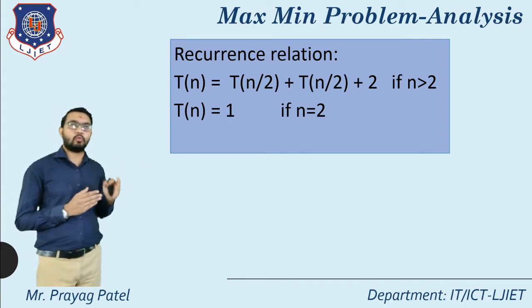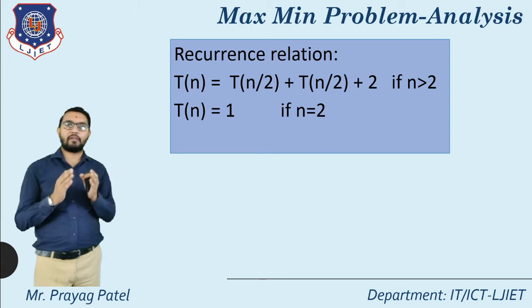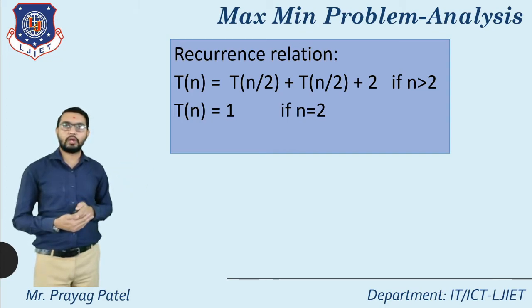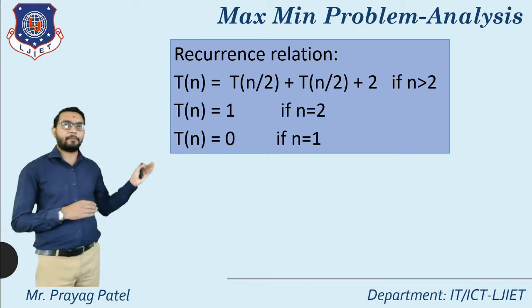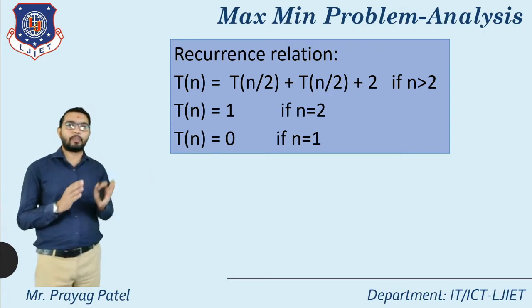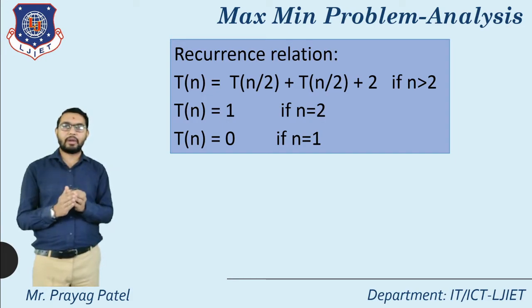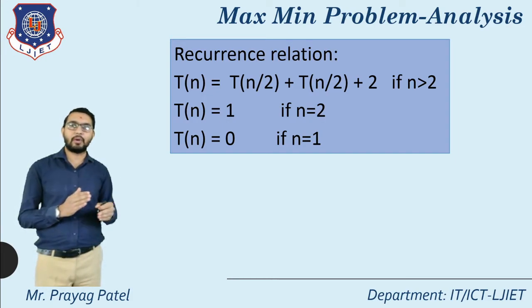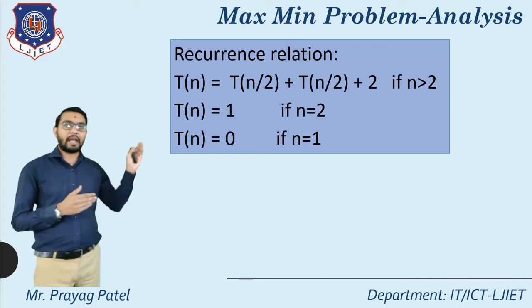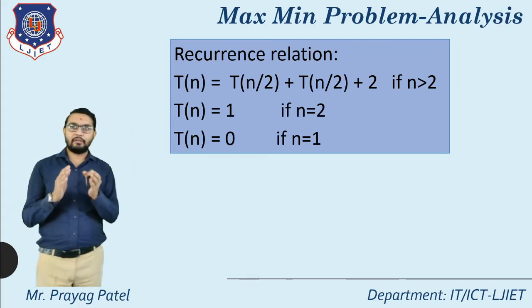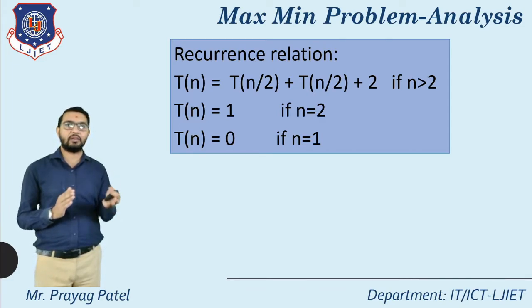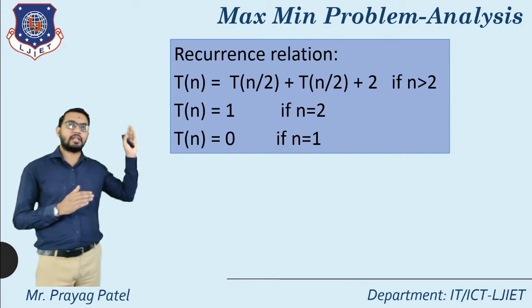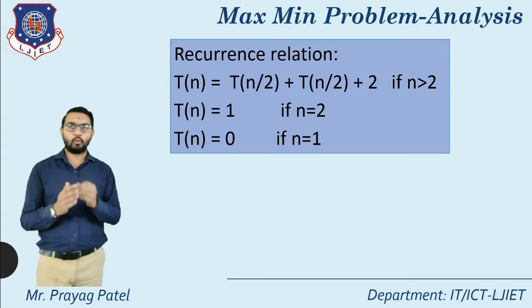T of n equal to 1 if n equal to 2, means we have 2 elements, then T of n equal to 1, and T of n equal to 0 if n equal to 1, means if we have only one element, then no need to compare any element because we have only one element. So this element is considered as a minimum as well as maximum. T of n equal to 1 for n equal to 2 means we have two elements, then only one comparison is done, because the first element is less than the second or the second is less than the first. Only one comparison is done. That's why we consider T of n equal to 1 for n equal to 2.